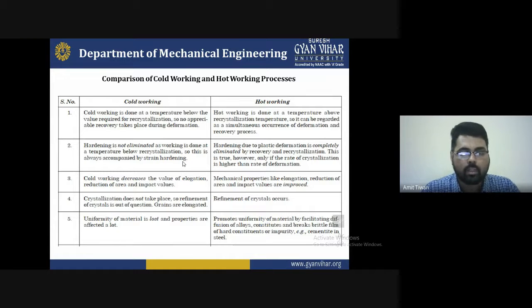In the case of cold working, the uniformity of the material is lost and properties are affected a lot. In the case of hot working, it promotes uniformity of the material and the fragmentation of the alloys containing impurities.